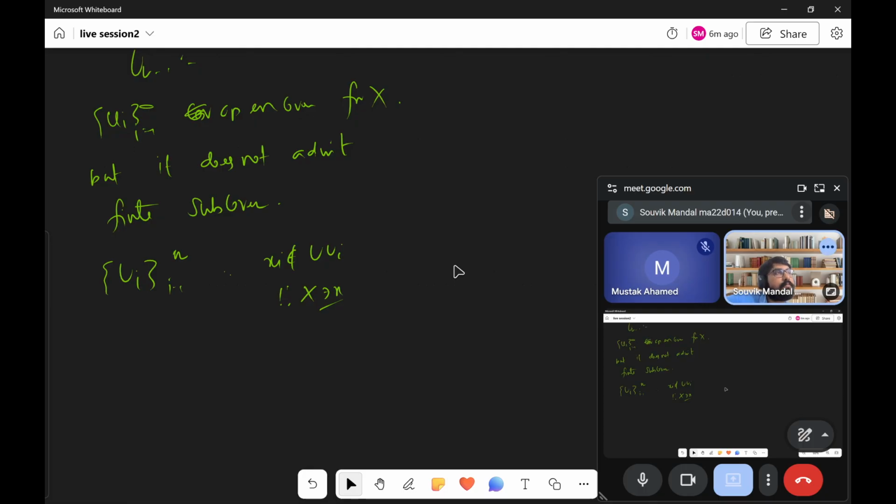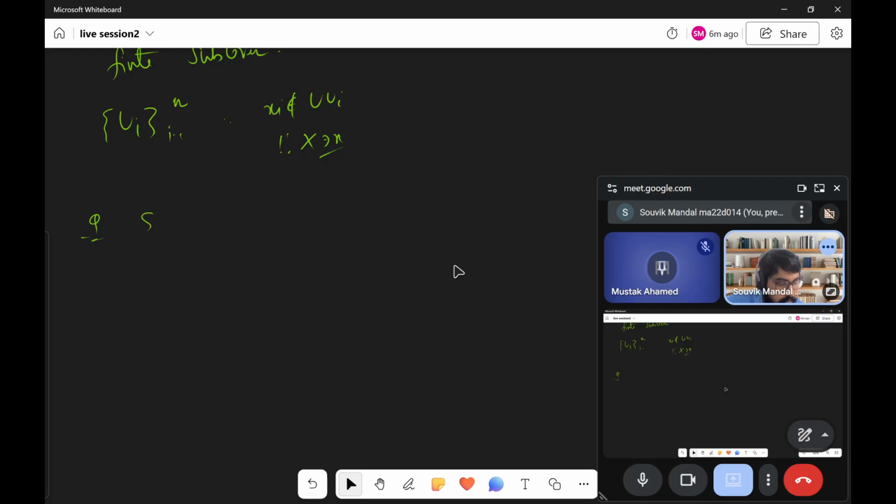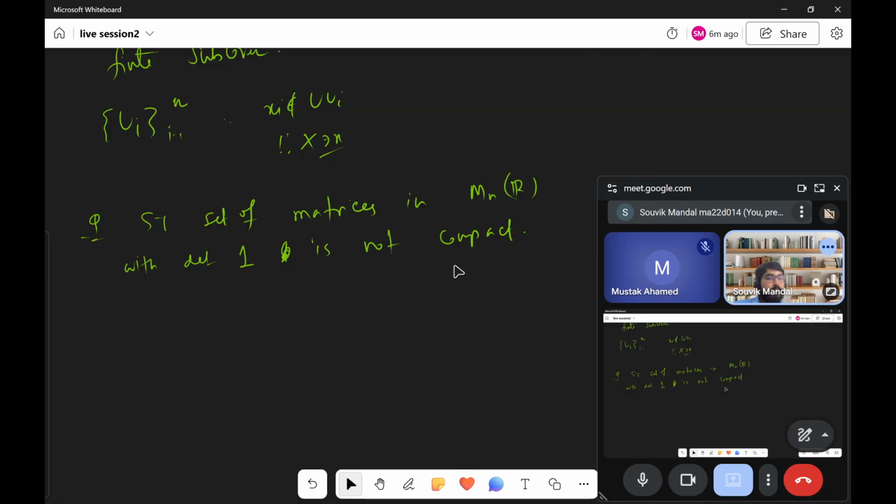Next question is a simple computational question. Show that the set of matrices in M_n(R) with determinant 1 is not compact.